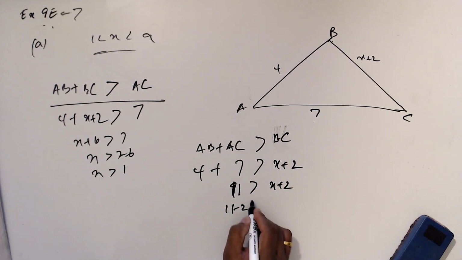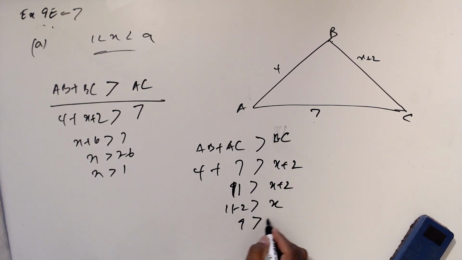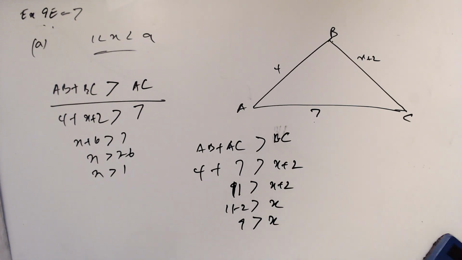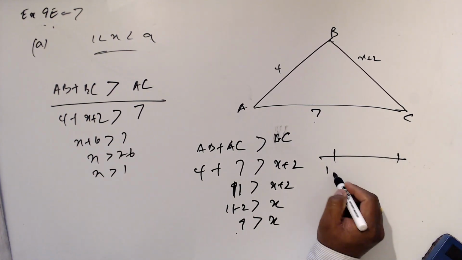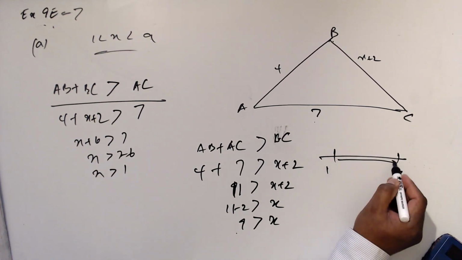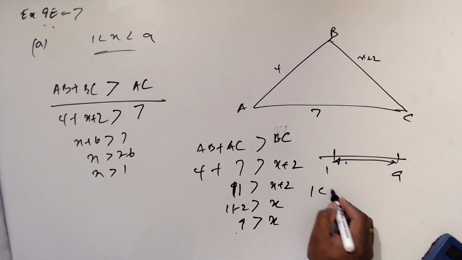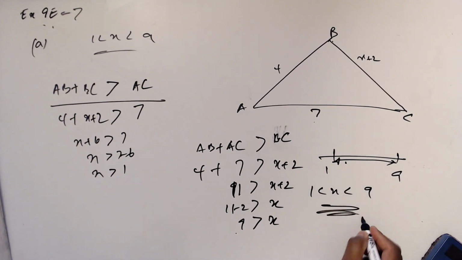So 11 minus 2 greater than x, 9 greater than x. So x has to be less than 9 and greater than 1. It means on the number line, 1 and 9. So x is in between those two. So 1 is less than x, which is less than 9.